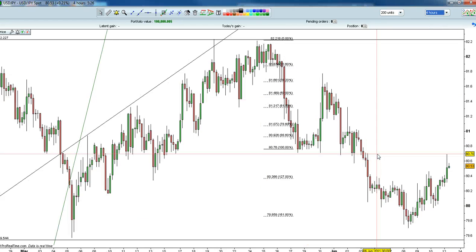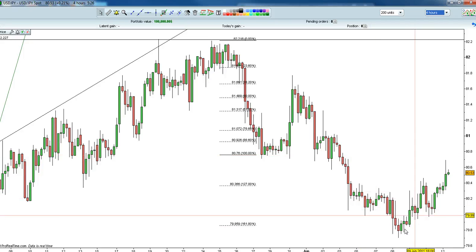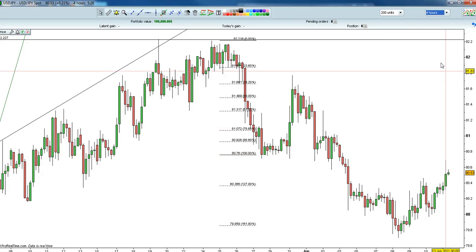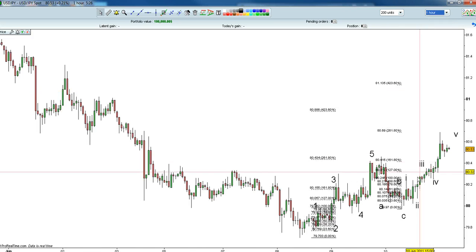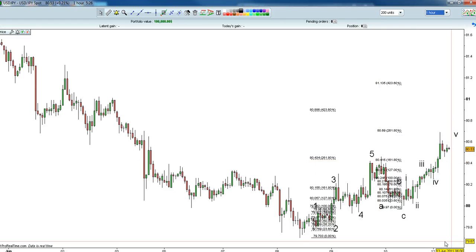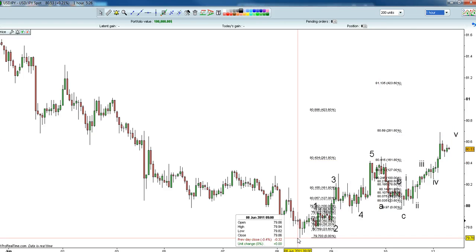And looking at the 4 hour, just a 1, 2, 3 correction here. And on the hourly, you can see it a bit better, 5 waves. So an expectation of another push down, and it should push through 79.70.